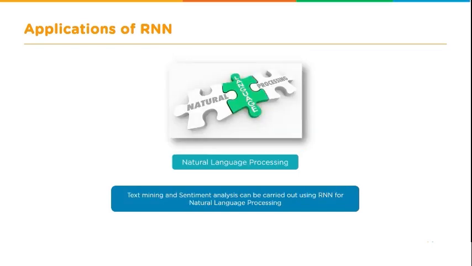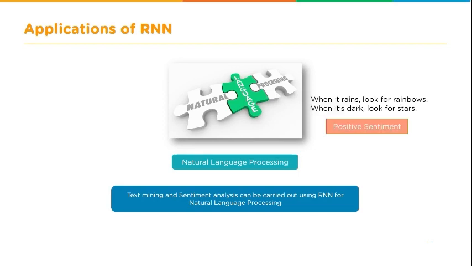Another application of the RNN is natural language processing. Text mining and sentiment analysis can be carried out using RNN for natural language processing. And you can see right here the term natural language processing, when you stream those 3 words together, is very different than if I said processing language naturally. So the time series is very important when we're analyzing sentiments. It can change the whole value of a sentence just by switching the words around. Or if you're just counting the words, you might get one sentiment, where if you actually look at the order they're in, you get a completely different sentiment. When it rains, look for rainbows. When it's dark, look for stars. Both of these are positive sentiments, and they're based upon the order in which the sentence is going.